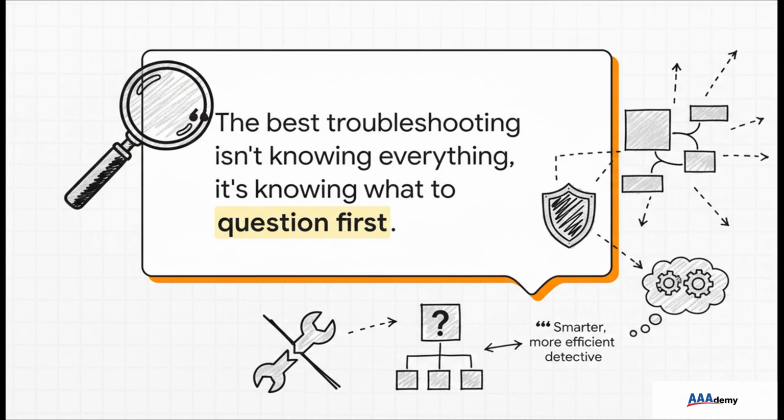So here's the big takeaway from all this. When you really learn to tell the difference between the system and its rules, between what it can do and what it's allowed to do, you're not just fixing one problem. You're becoming a much smarter, way more efficient detective. And that really brings us to the heart of the matter. The best troubleshooting isn't about knowing everything. It's about knowing what to question first.